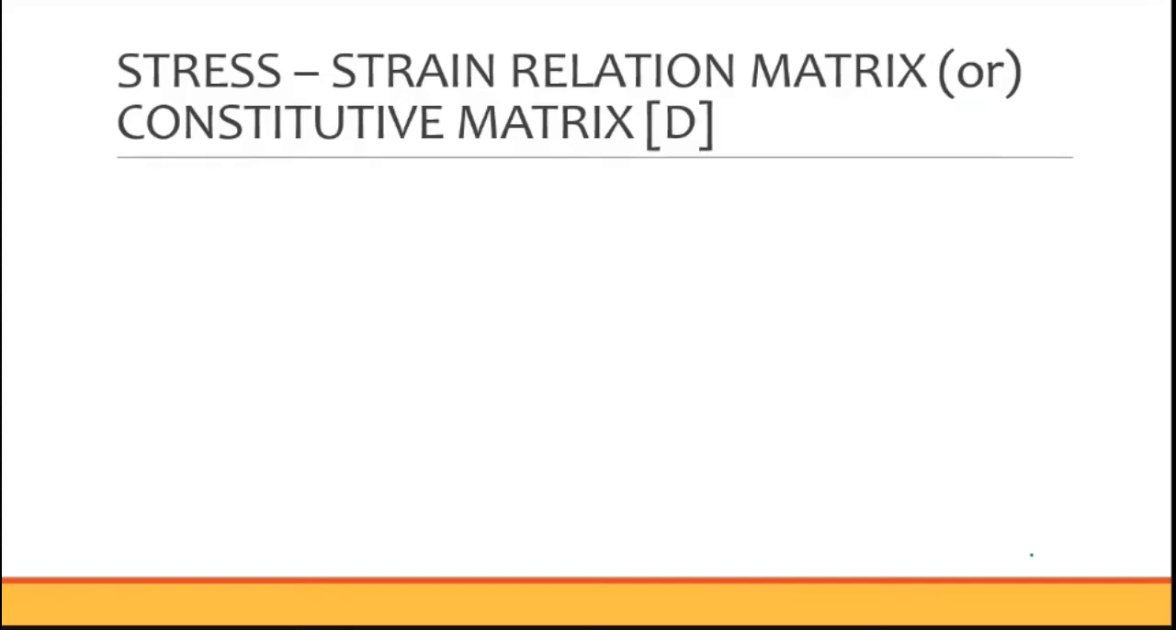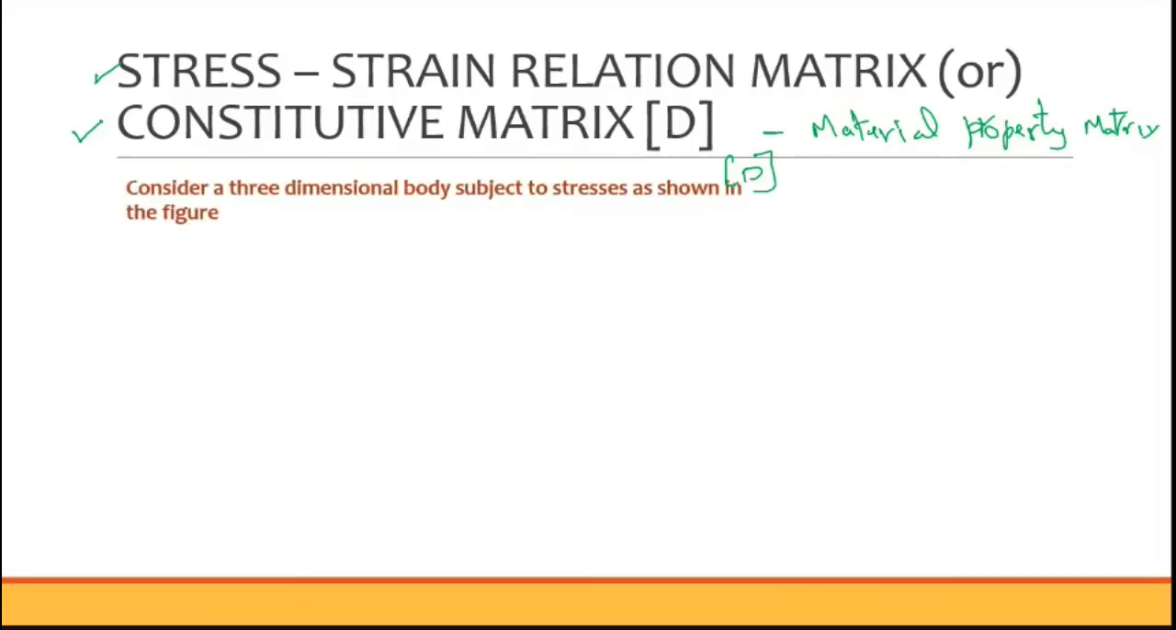Now the stress strain relation matrix. For this matrix you have 3 names: stress strain relation matrix, constitutive matrix, or material property matrix. All are the same. It is indicated by the D matrix. For this, remember what you have done in strength of materials. Same thing.